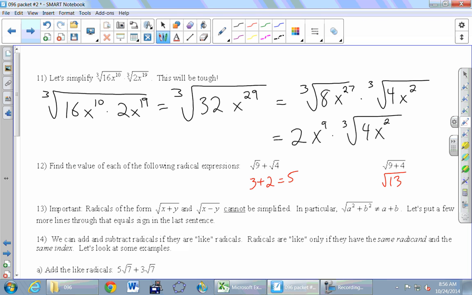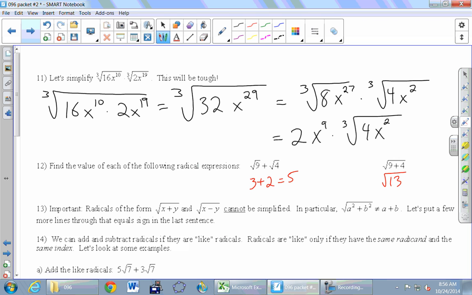Adding doesn't work. You can't do something that appears very natural. It seems very natural that the square root of 9 plus 4 should be the same as the square root of 9 plus the square root of 4. Just looks like it should work, but it doesn't. So you can't use it.